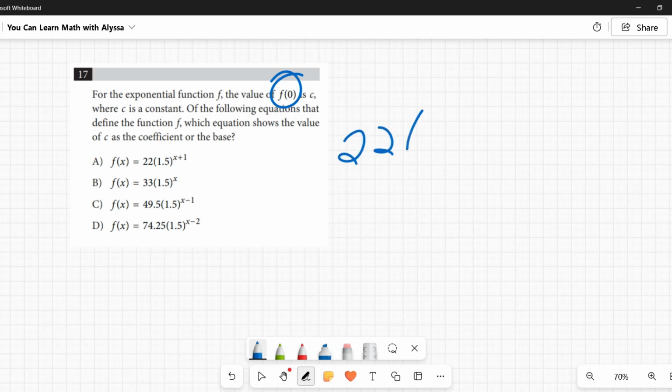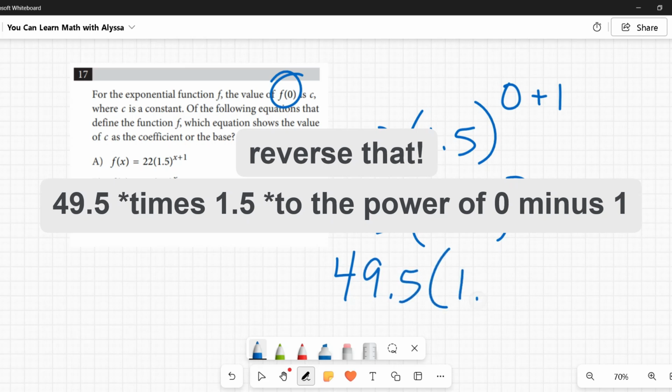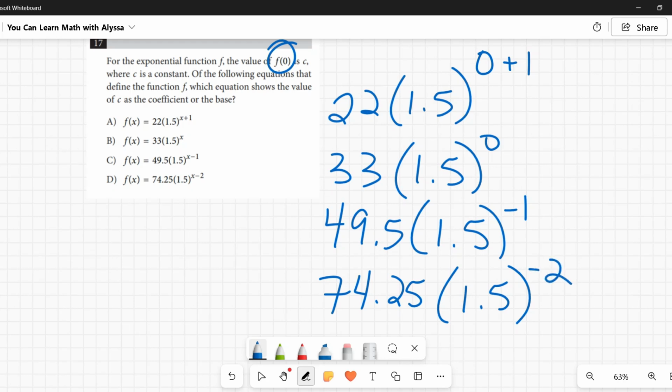So if you did 22 times 1.5 to the power of 0 plus 1, or if you did 33 times 1.5 to the power of 0, or 49.5 times 1.5 to the power of 0 minus 1, or negative 1, or if you did 74.25 times 1.5 to the power of 0 minus 2, or negative 2. If you put these into your calculator, you will get the same answer. You will get a constant, the same number every single time.